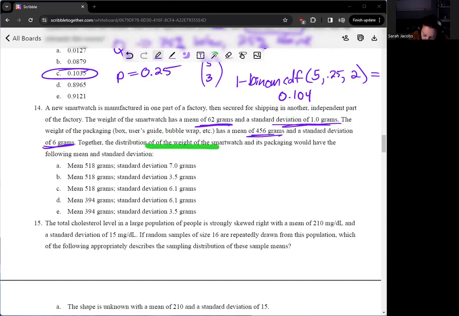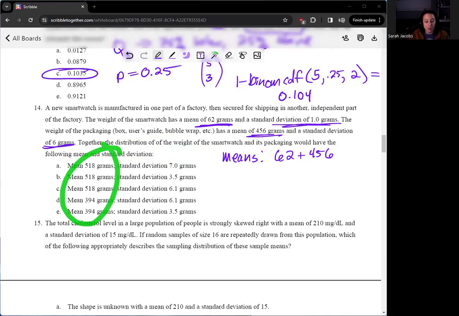Together, the distribution of the weight of the smartwatch and its packaging would have the following mean and standard deviation. Okay, so together, we're combining. This is addition. So for the means, we're going to add them. So that would be 62 plus 456. Right away, looking at my answer choices for the means, it's got to be bigger than 456, so these guys are out.